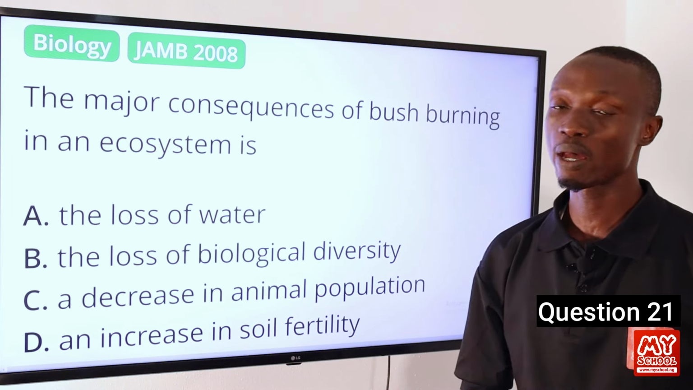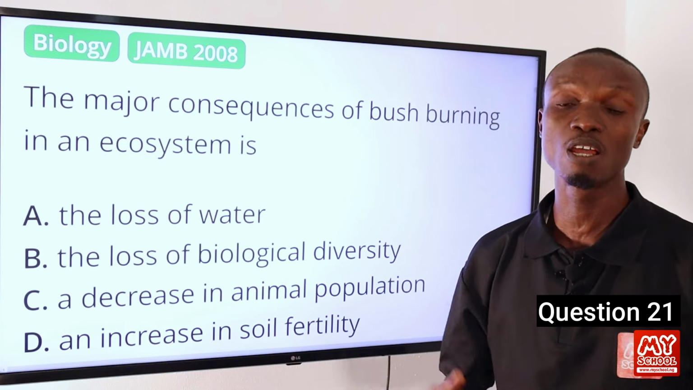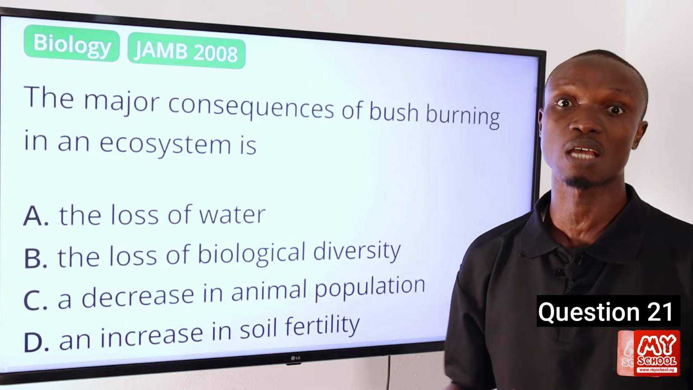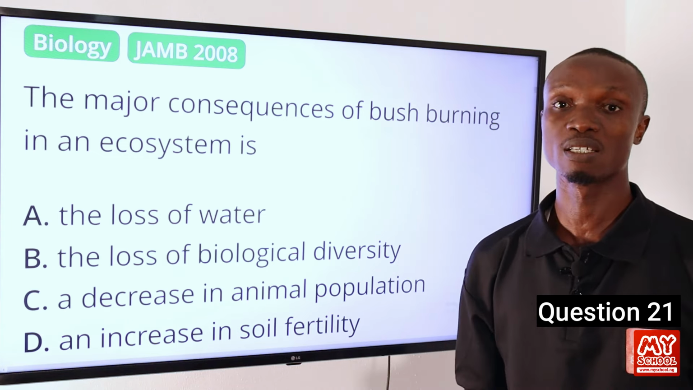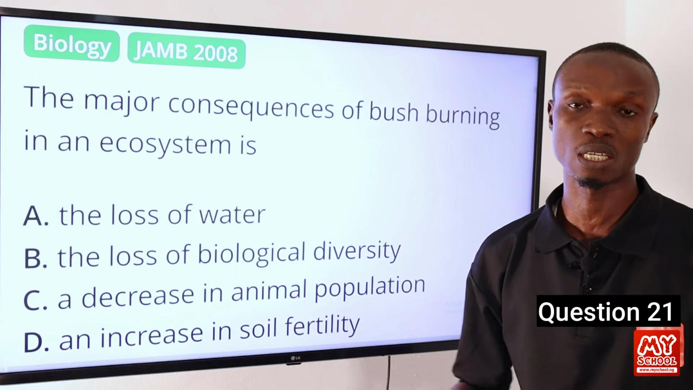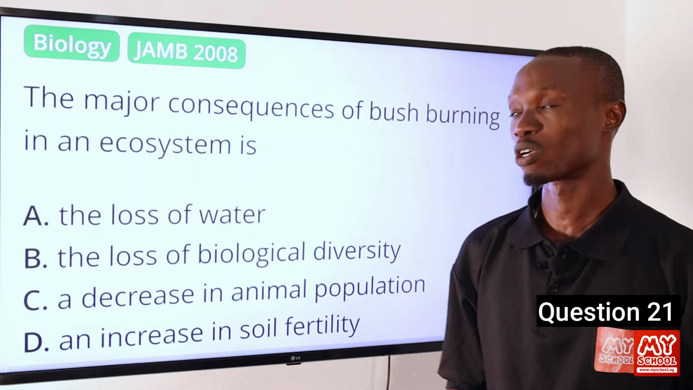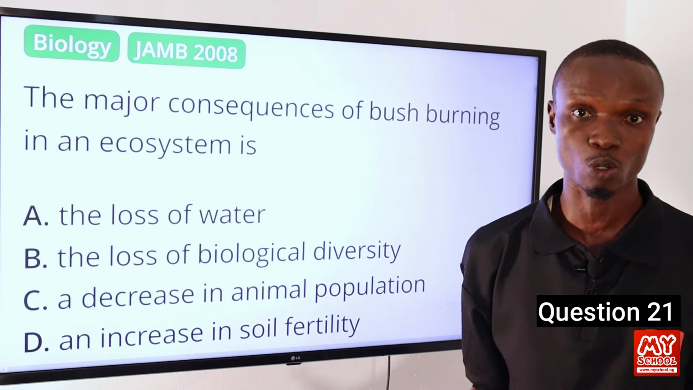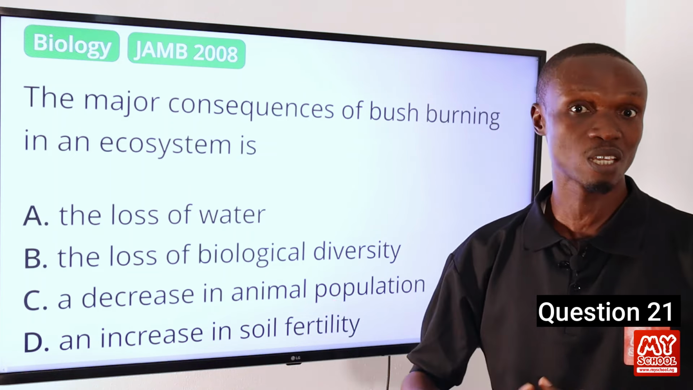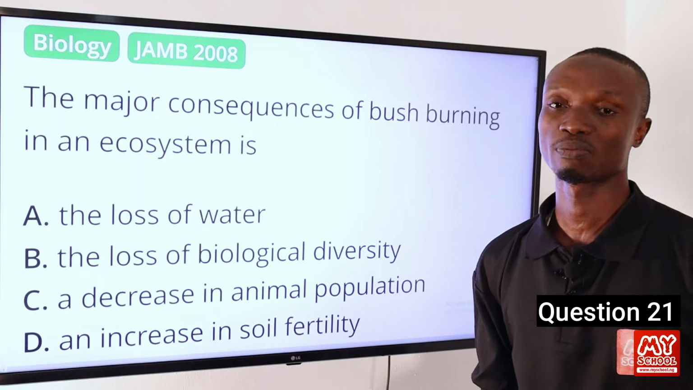Okay, so when a piece of land is set on fire, a lot of animal and plant species are destroyed, and this leads to loss of biological diversity. Biological diversity refers to the different plants and animals that are found on that particular piece of land that was set on fire. So this fire will lead to their destruction, or those that are able to escape from the fire will run away from it. Okay, so that makes option B the correct answer to this question.